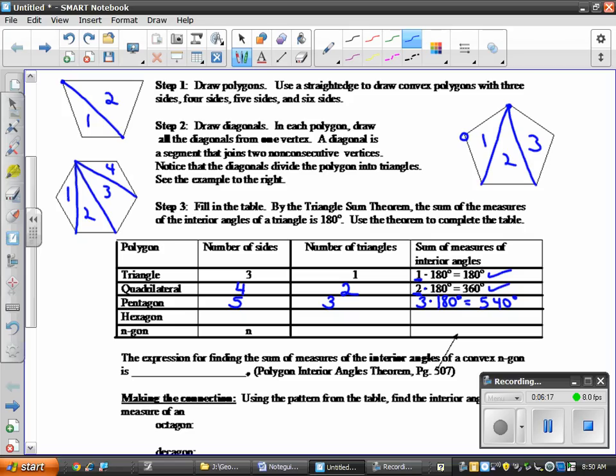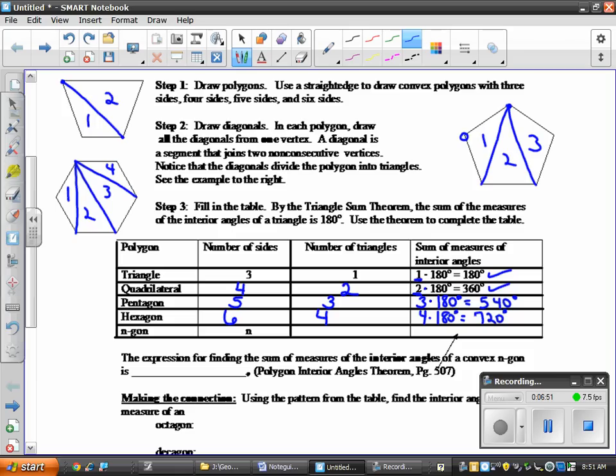The hexagon's interior angles. So if, again, we're looking at these interior angles, the first thing we're talking about is the number of sides, which is 6. The number of triangles that was created is 4. And following the pattern and our logic, we know that if we have 4 triangles in there and they're each 180 degrees, that we are going to have 720 degrees total inside of that hexagon.